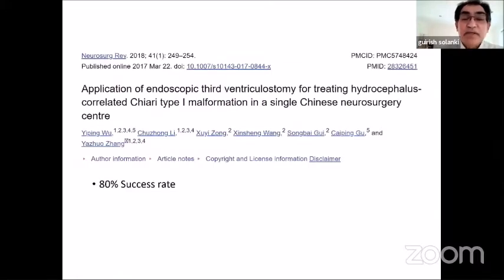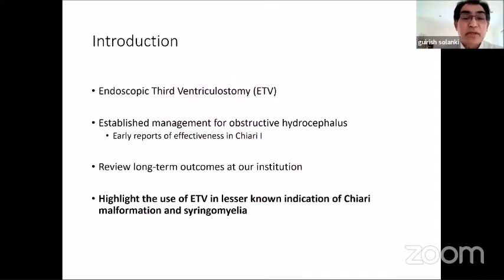Further, this is a larger study from China. We also reported 80% success rate in seeing hindbrain hernia regression following endoscopy. So we looked at our own data in Birmingham, again, to see what was the effect of third ventriculostomy in children with Chiari 1 malformations. And we looked at long-term outcomes in our institution, and that means at least 10 years.